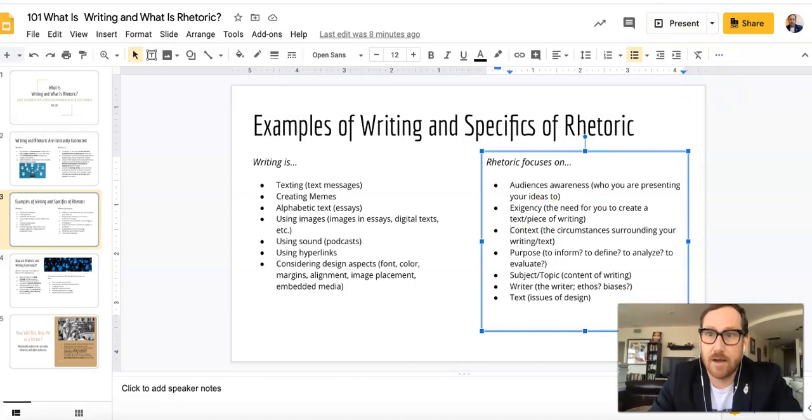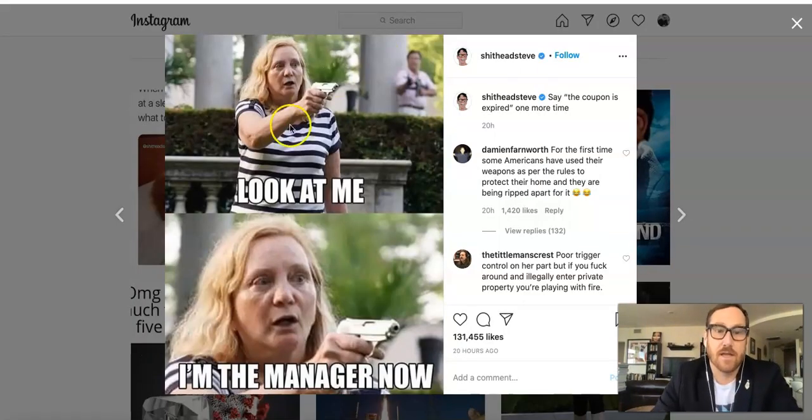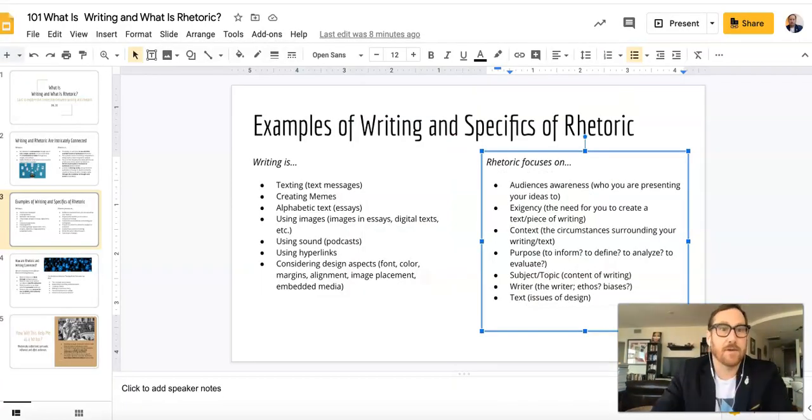If you think about how memes are traditionally designed, you have kind of bigger text. You don't have a lot of text. It's either at the top or at the bottom. So this is designed in a specific way, and this very much is an example of writing that focuses on rhetorical aspects.